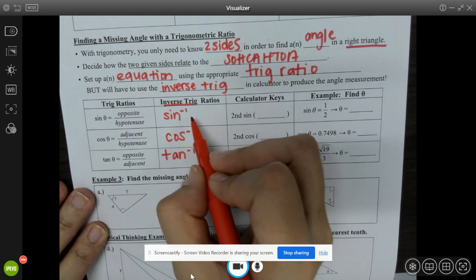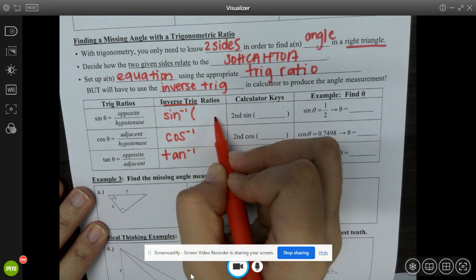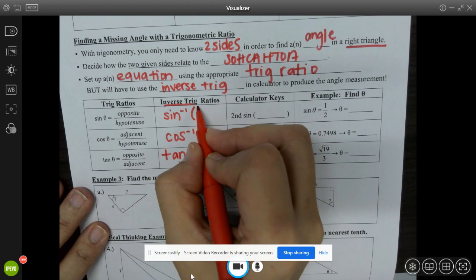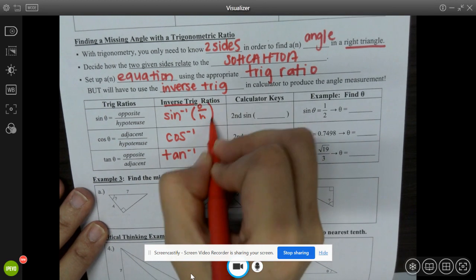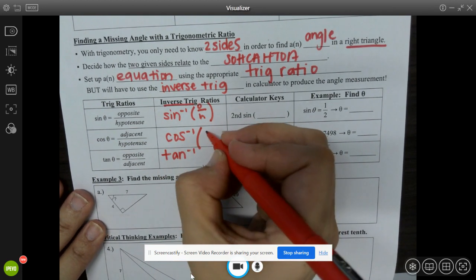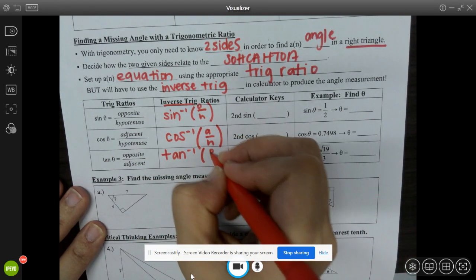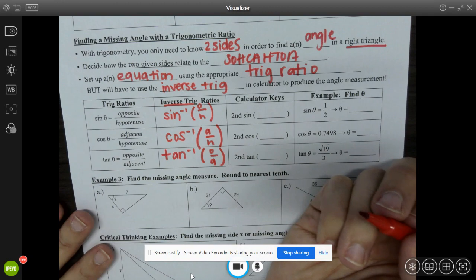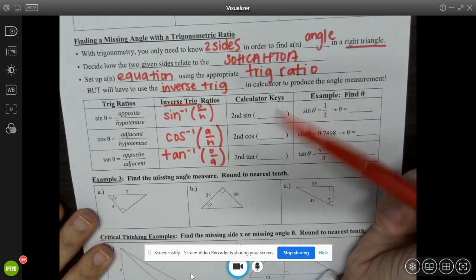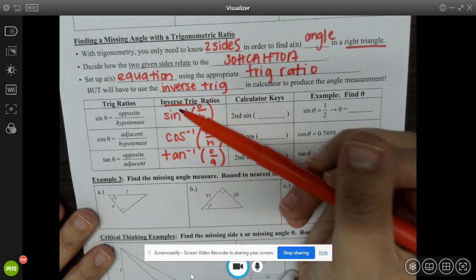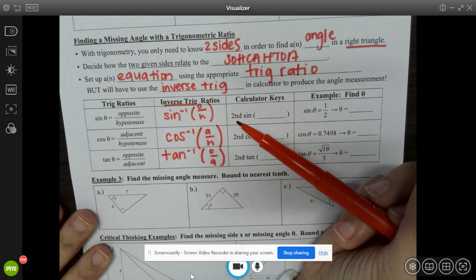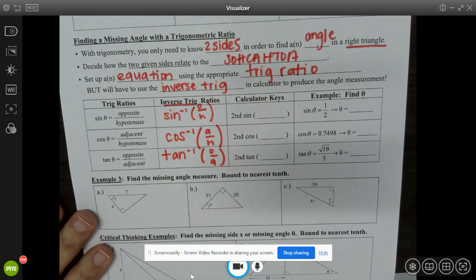And then in the calculator, the parentheses will automatically pop up and you'll just put the opposite side over the hypotenuse. Or for cosine, adjacent over hypotenuse. Or for tangent, opposite over adjacent. So this is just telling you how to get that in the calculator. To get sine -1, you hit second and then the sine button.